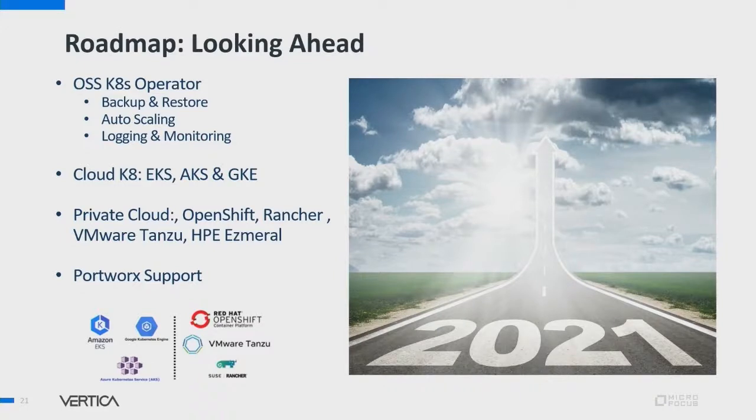What is breadth then? Breadth is adding different flavors of Kubernetes. For example, right now we are supporting open source Kubernetes, but there are different public cloud flavors, for example EKS from Amazon, AKS from Azure, GKS from Google, as well as the private cloud options, OpenShift, Rancher, Tanzu, HPE Ezmeral. We will continue to add more and more different types of Kubernetes based on the interest and your feedback.